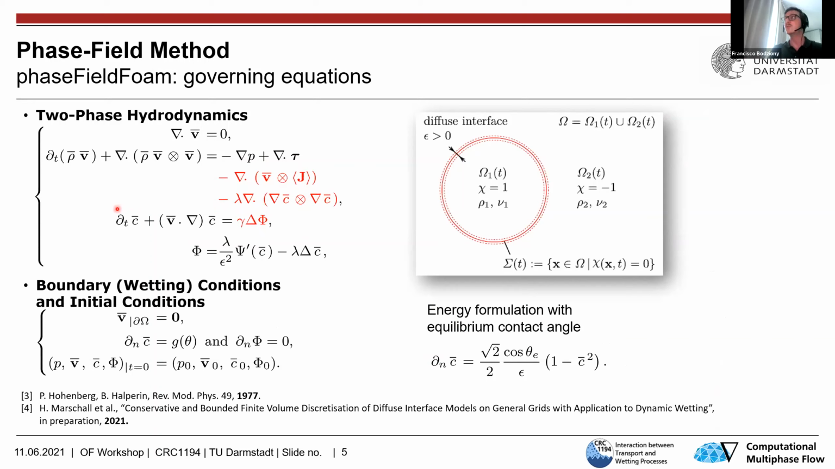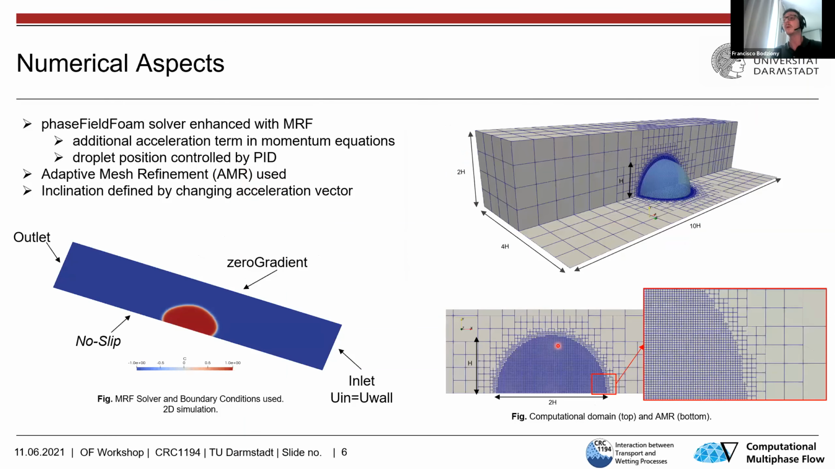A very interesting and useful behavior or formulation coming from this is a boundary condition that arises via an energy formulation, in which we only have as an input the equilibrium contact angle, and the dynamic answer of the system is going to be the dynamic contact angle. So I'm going to show you now some numerical aspects.